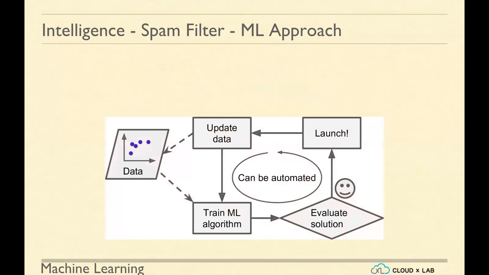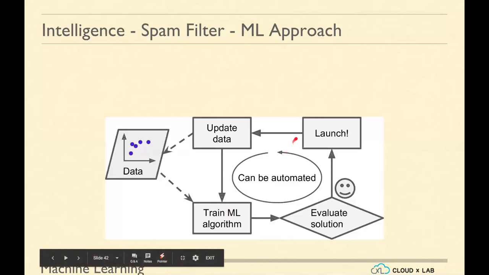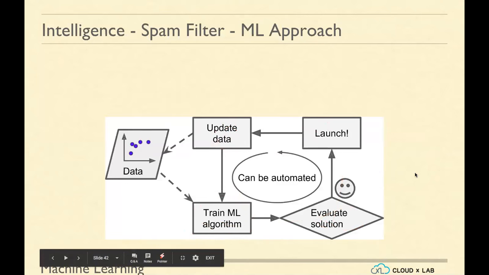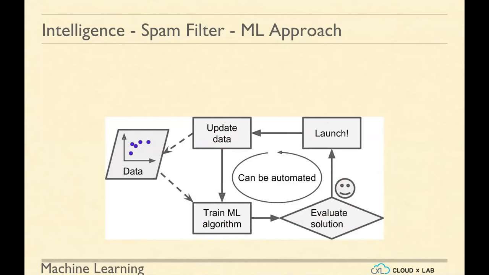Now, this can be automated such that instead of us running the algorithm again and again, we let it run and train the model again and again, and come up with new rules based on the new data coming from the users who are flagging whether an email is spam or not spam. So this can be automated in the sense that after launching, the data will be updated, and from the new data we'll train it again every day, then evaluate the solution and launch. That's the automatic way of keeping it running.